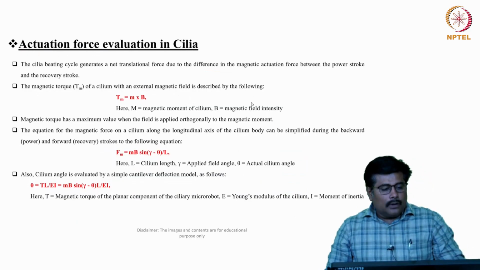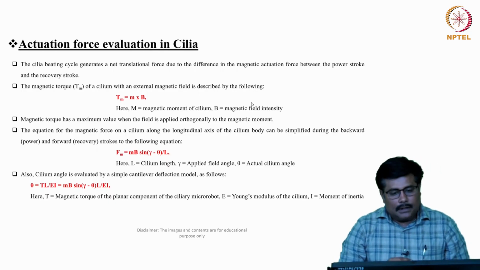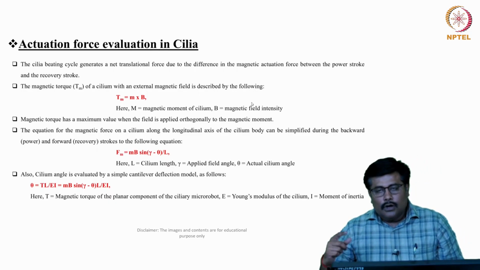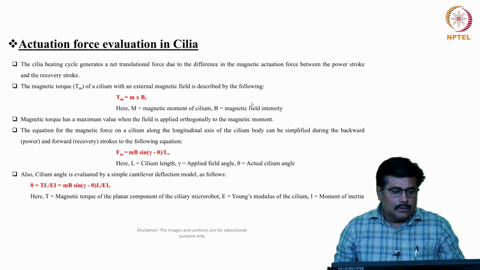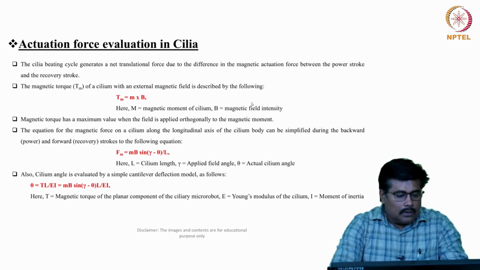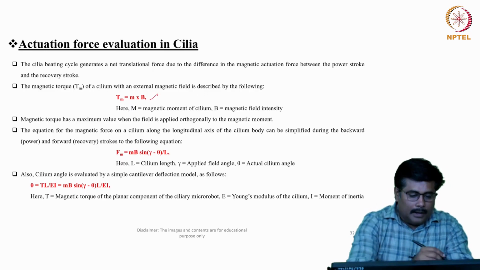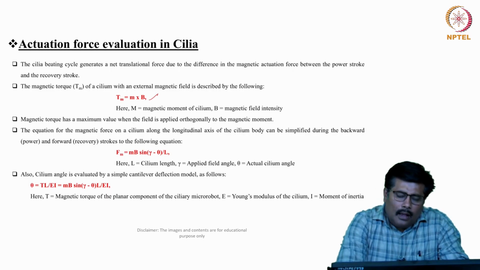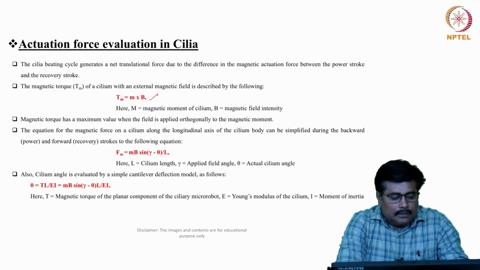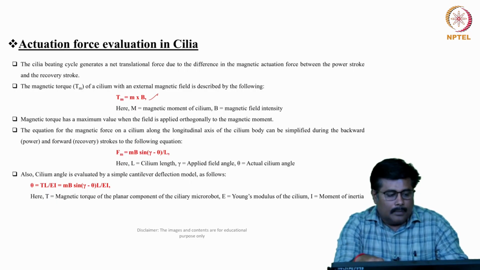Now, from the actuation force point of view, the cilia beating cycle generates a net translation force due to the difference in the magnetic actuation force between the power stroke and the recovery stroke. The magnetic torque Tm of cilia with an external magnetic field is determined by Tm = M × B, where M is the magnetic moment of cilia and B is the magnetic field intensity. This magnetic torque has a maximum value when the field is applied orthogonally to the magnetic moment.